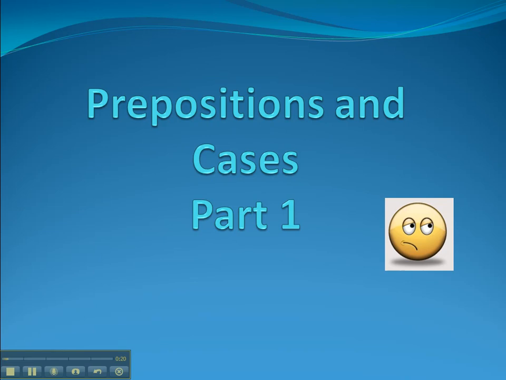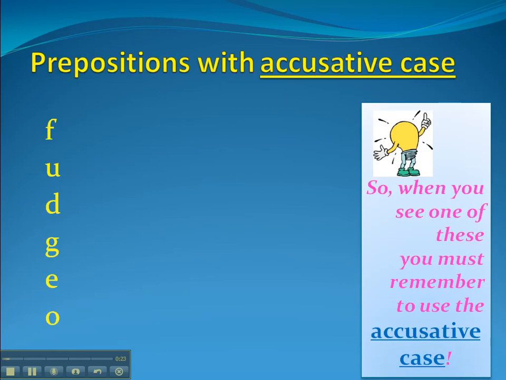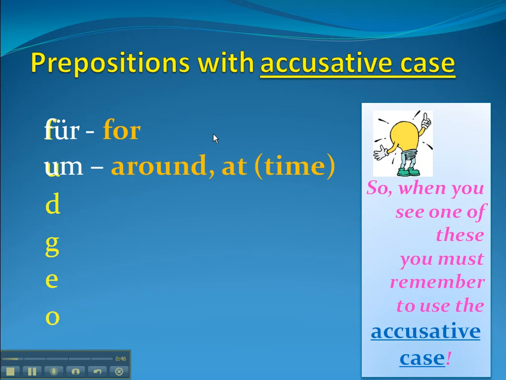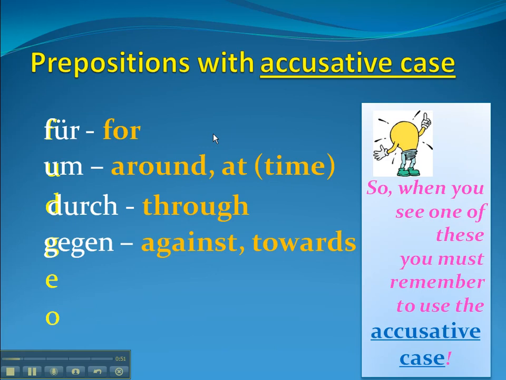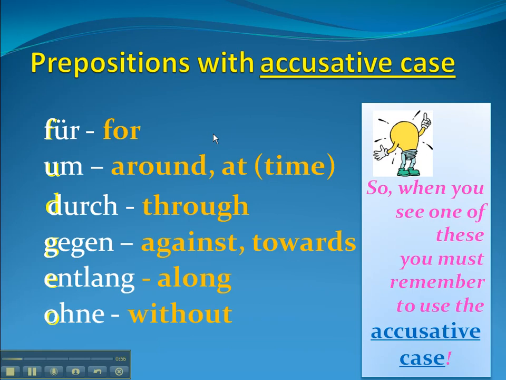Let's have a look at our first set. First of all, there is a set of prepositions which are followed by the accusative case. So let's have a look. They start with these letters. They start with fudgio, and hopefully that little rhyme or that funny little word might help you remember these. Fudgio. F stands for für, U for um, D for durch, G for gegen, E for entlang, and O for ohne.